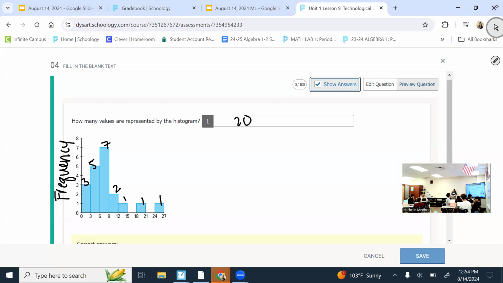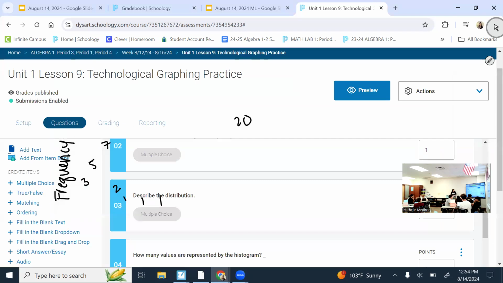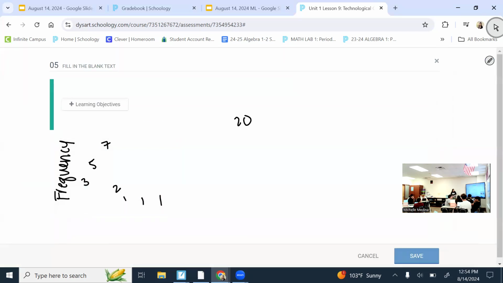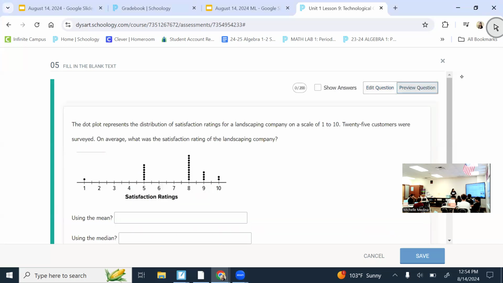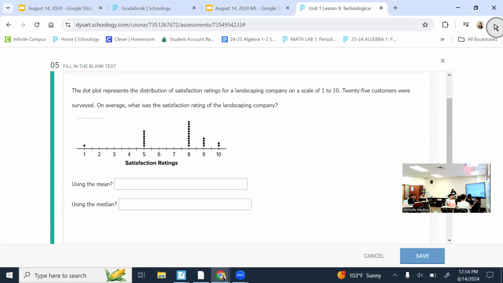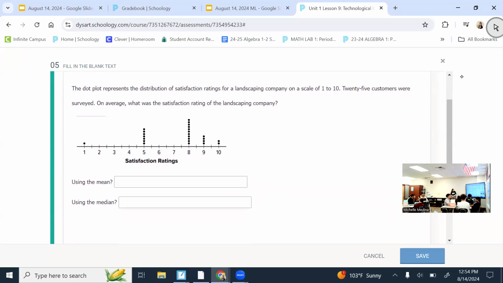Okay. If you also need help with number 5, we're doing that one now. Let's see. So the dot plot represents the distribution of satisfaction ratings for a landscaping company on a scale of 1 to 10. 25 customers were surveyed. On average, what was the satisfaction rating of the company?